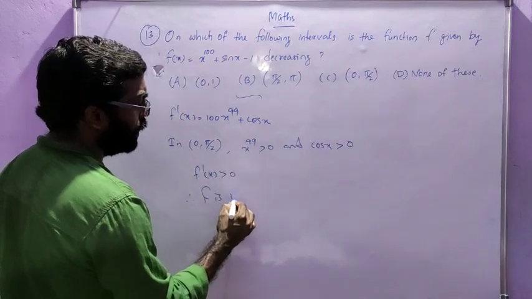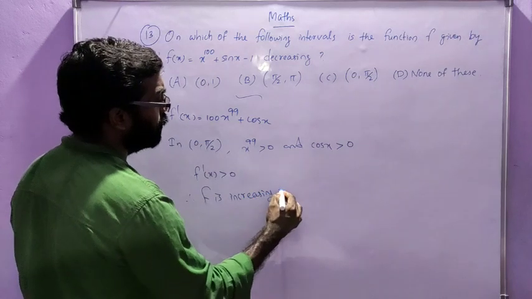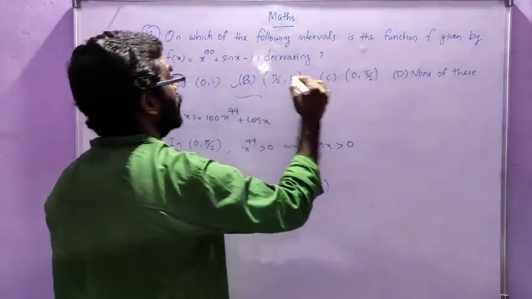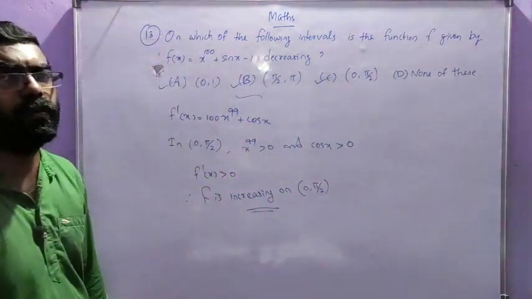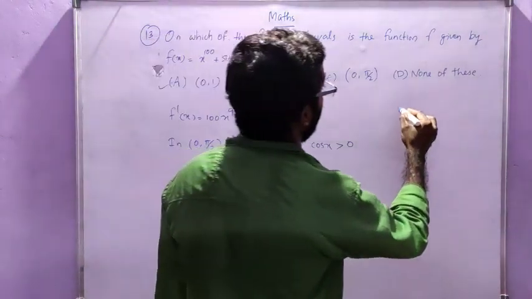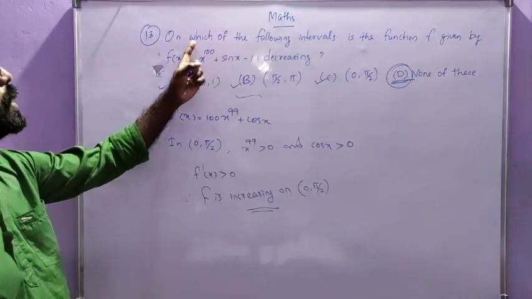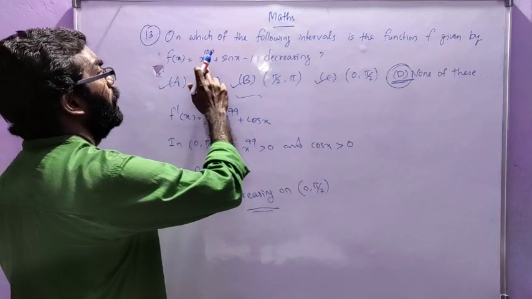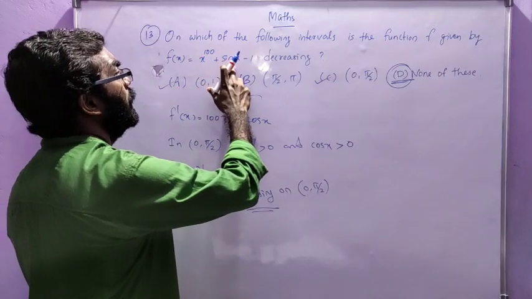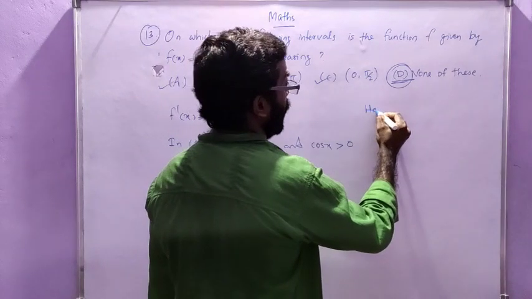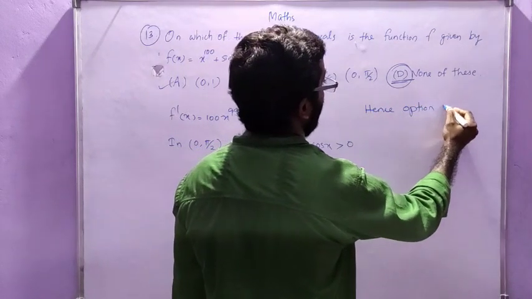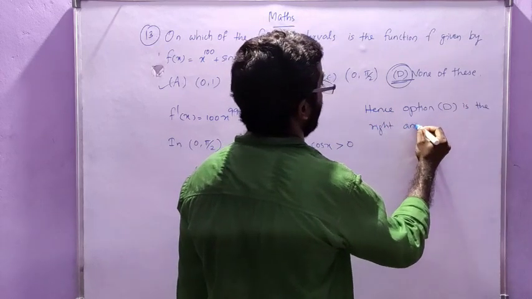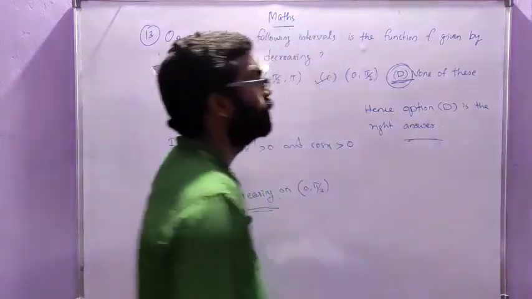Therefore f is increasing on the open interval 0 comma pi by 2. So in all the three cases we got f is an increasing function. So our correct choice is none of these. Our question is, on which of the following intervals is the function f given by f of x equal to x raised to 100 plus sin x minus 1 decreasing. Hence option D is the right answer. Understood?